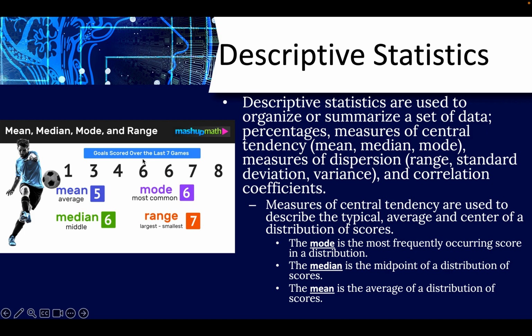The median is the midpoint of a distribution of scores. In this case, the median is also 6 because there are 3 numbers to the right and 3 numbers to the left. The mean is the average of a distribution of scores. If we add all those up and divide by 7, we get 5. So the mean is 5.